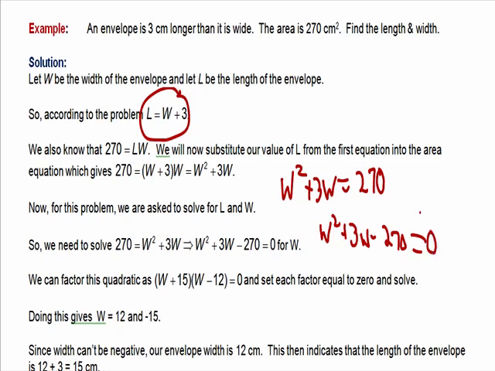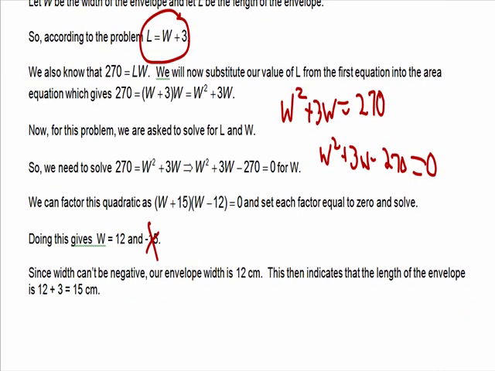And now I solve it, and this actually happens to factor. It'll factor into W plus 15 multiplied by W minus 12, and then set equal to 0. And when I set this equal to 0, I end up with W equals 12 and W equals negative 15. Now notice, negative 15 does not make sense as a width, and so what we're going to end up doing is throwing out that value. And so what we know is the width of the envelope would have to be 12 centimeters.